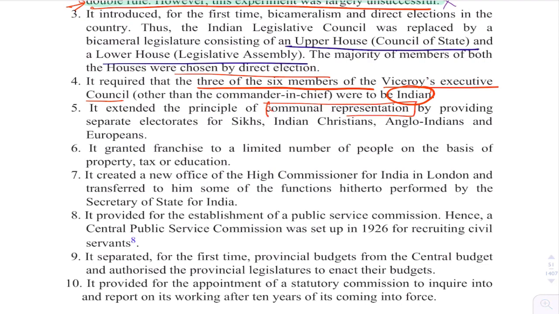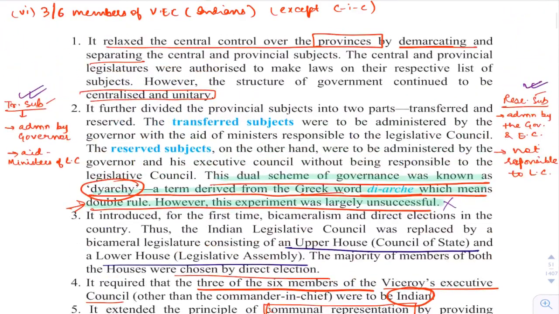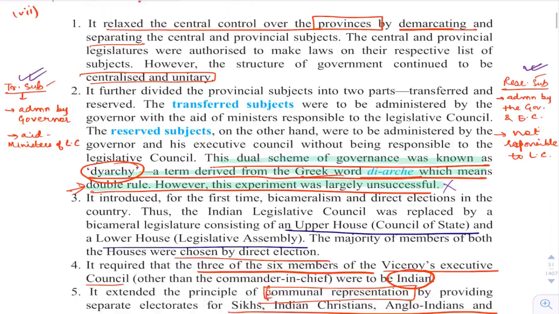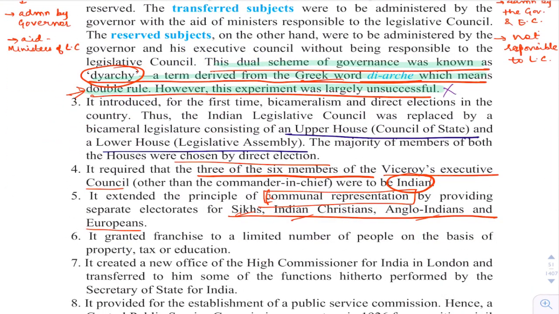Then it extended the principle of communal representation. In the previous act, we saw that this communal representation was for one community, and that was Muslim. But here, now this separate electorate and communal representation has been extended for Sikhs, Indian Christians, Anglo-Indians and Europeans. So this you need to remember. And again there would be reverse question or reverse point in your note. First of all you will write that communal representation or separate electorate for Muslim by the Act of 1909. Then separate electorate for these communities, Sikhs, Indian Christians, Anglo Christians and Europeans by the Act of 1919.